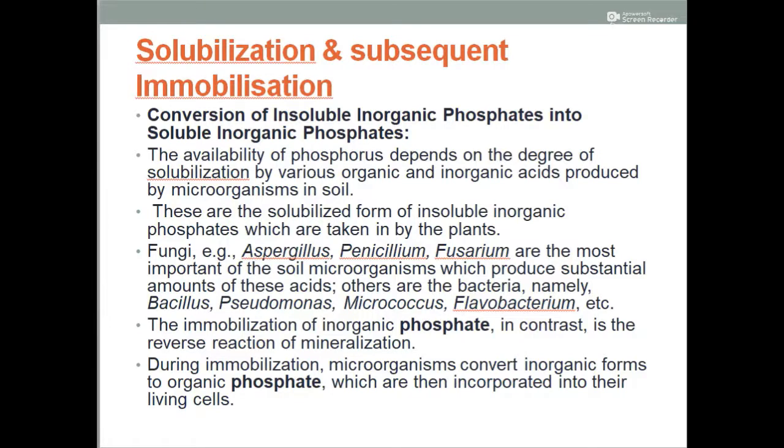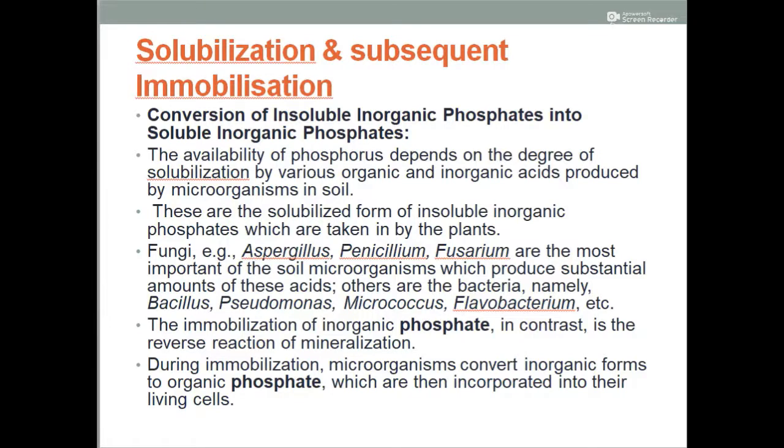Now the second process, as we mentioned in the soil, is immobilization. But before immobilization, as I mentioned earlier, you need to convert the insoluble inorganic phosphate into soluble inorganic phosphates, as the availability of phosphorus mainly depends upon the solubilization by various organic as well as inorganic acids produced by the microbes in the soil. These are the solubilized forms of the insoluble inorganic phosphates which are taken up by the plants.